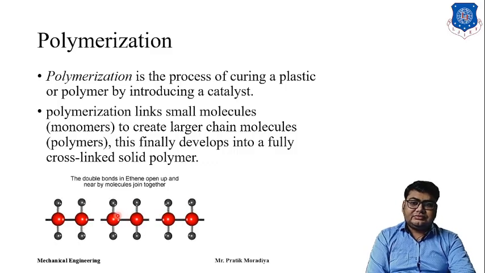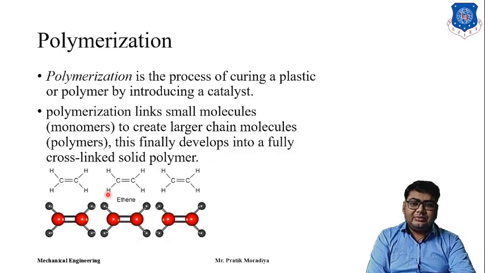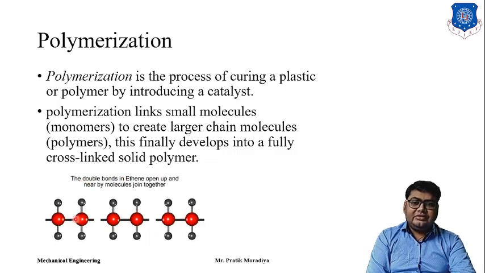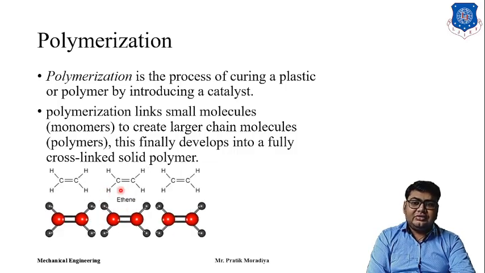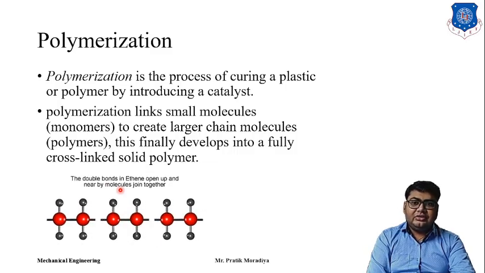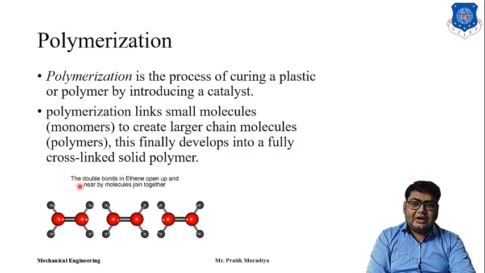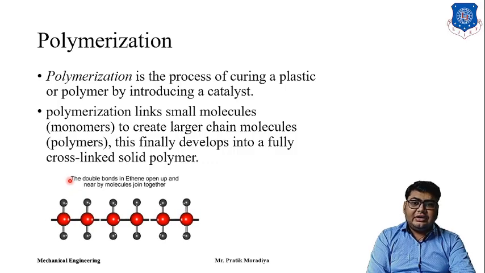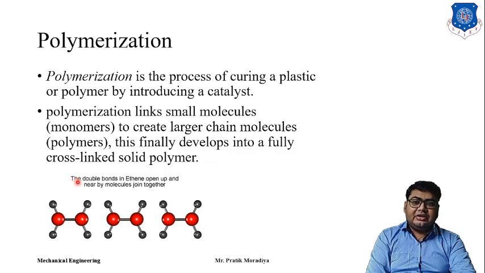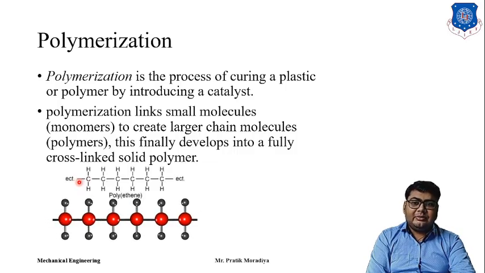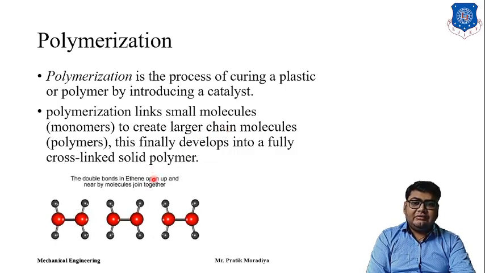If we want to visualize polymerization very simply, this is an example of polyethylene. Now you all know that this is ethene. Its composition is C2H4, in which every carbon atom is connected with another carbon atom with two covalent bonds. And now what we are doing, we are introducing a catalyst and we are raising the temperature.